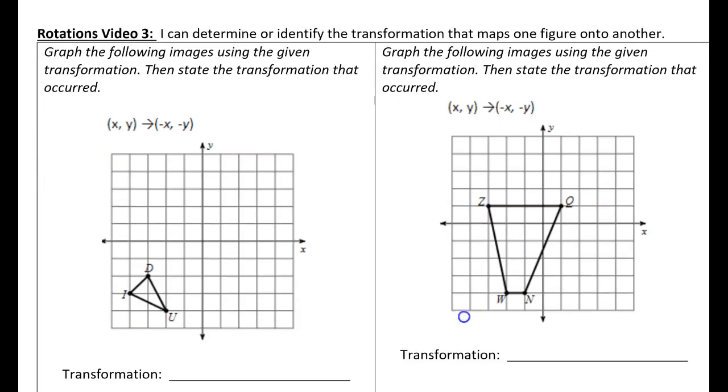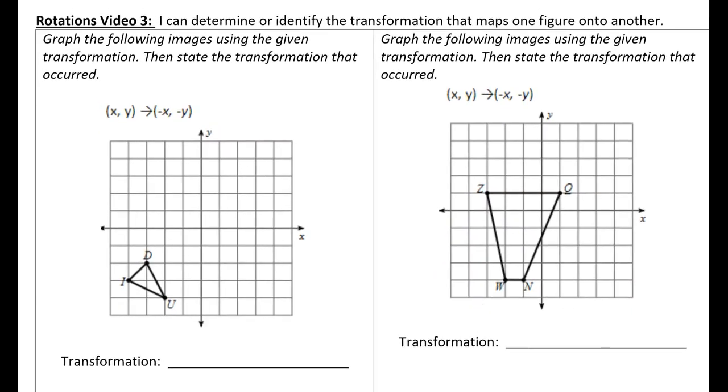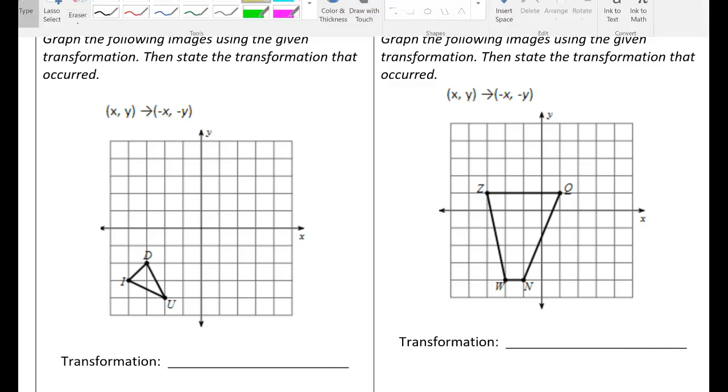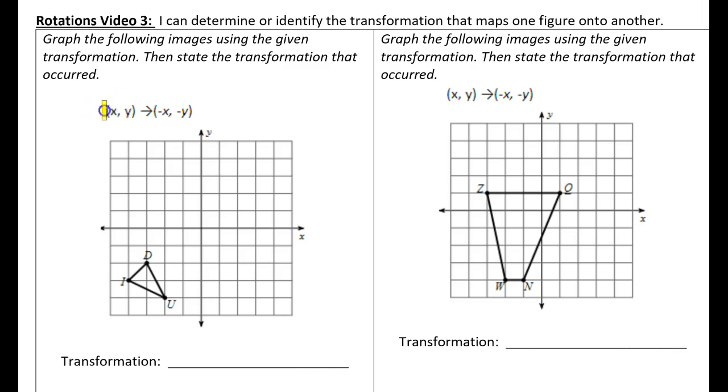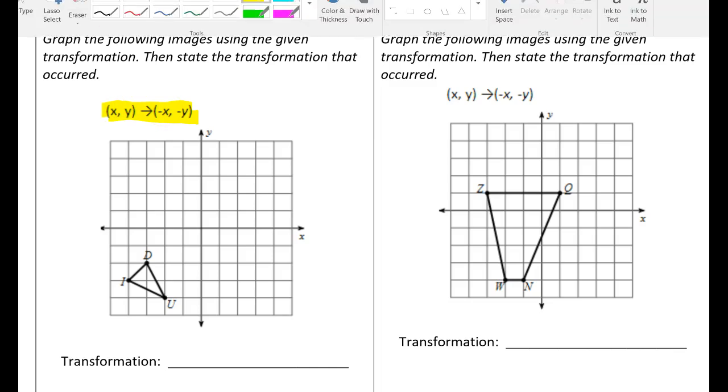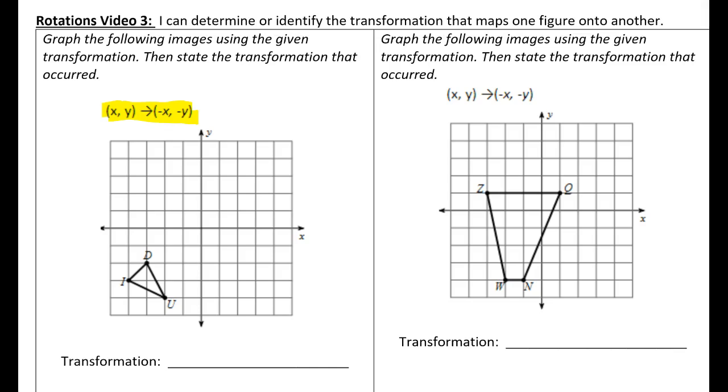Alright, so moving on to the next examples, I can determine or identify the transformation that maps one figure onto another. So one of the things that's going to get a little tricky now is we have all these different rules and you have to keep them straight. So here's the rule, and we're going from all the points x, y to the points -x, -y. And you've probably noticed that when I say this, I say the opposite of x and the opposite of y instead of -x and -y, and that's important.